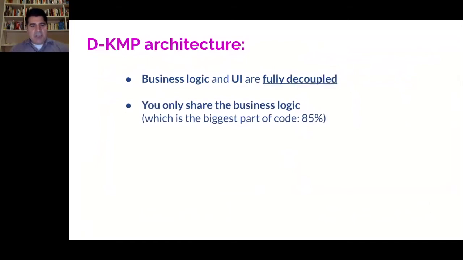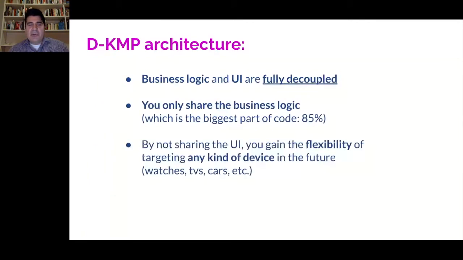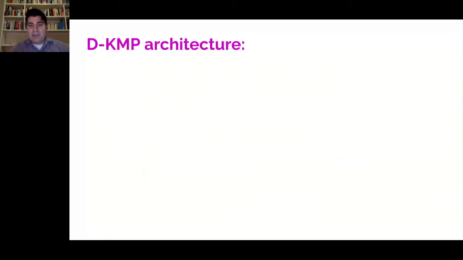And by not sharing the UI, we also gain the flexibility of being able to target any device of the present and of the future. For example, think about the new Huawei operating system, Harmony OS, which we don't know much about, but we can expect that they are going to have their own UI toolkit. If you develop with this architecture, going back to the same diagram, you just need to add the 15% of the Harmony OS UI toolkit, and you can also reuse the shared business logic.